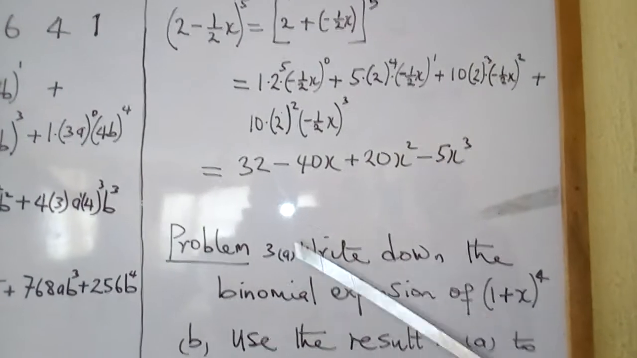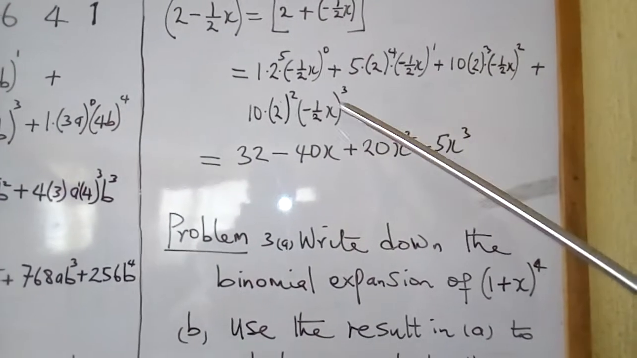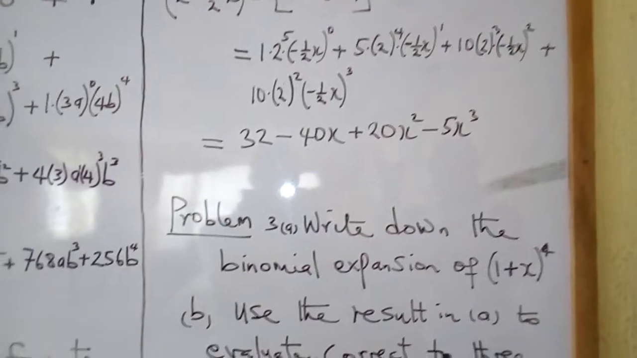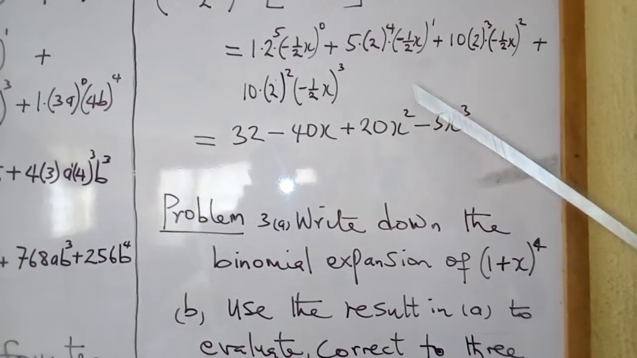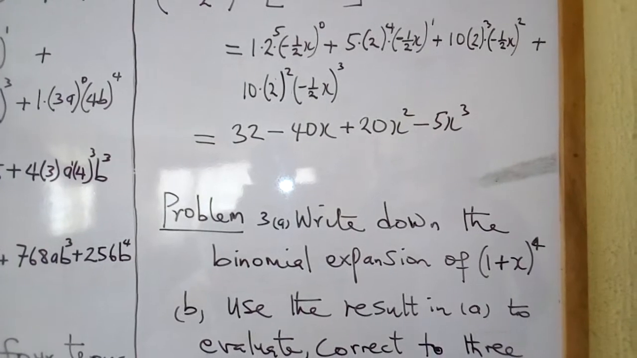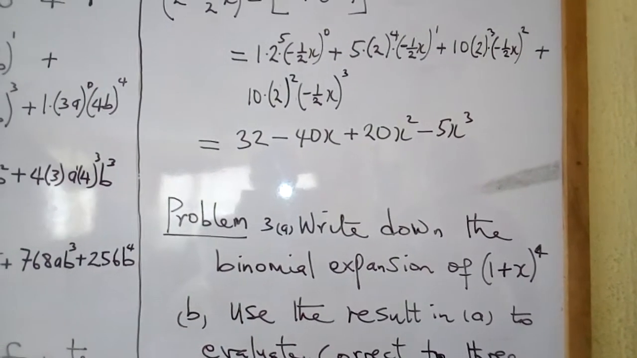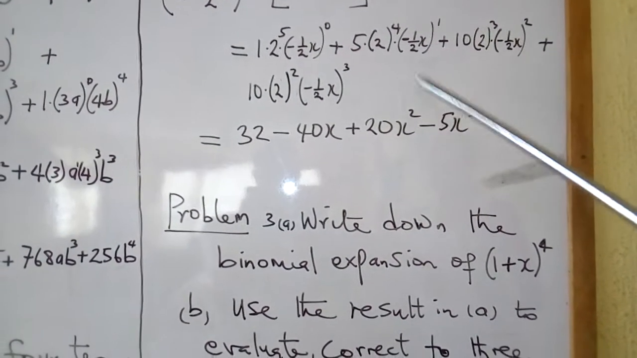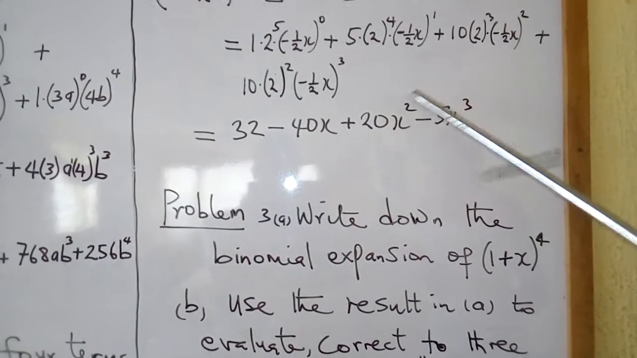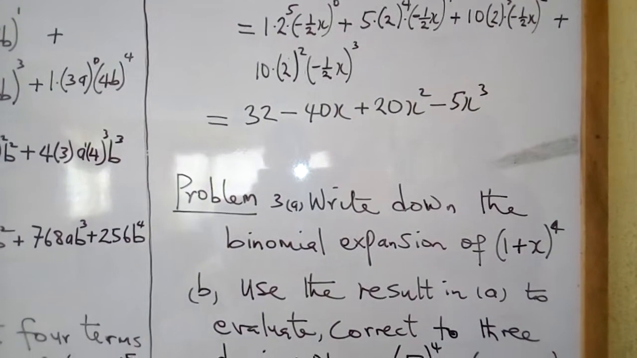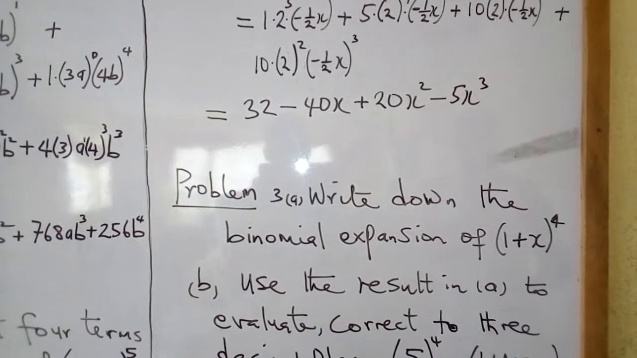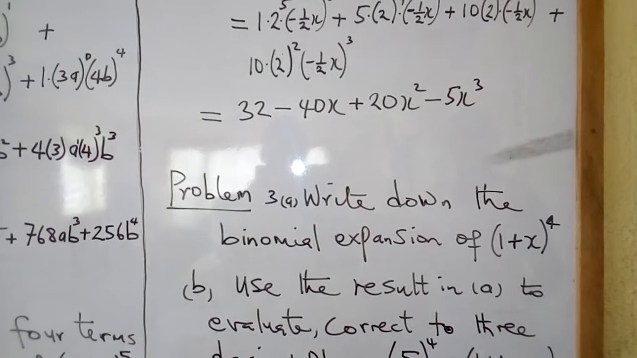2 raised to power 5 is what? 32. Minus half x raised to power 0 is 1. So you have 32 times 1, 32. 2 raised to power 4 is what? 16. 16 times 5 is what? 80. Times minus half is what? Minus 40x, because x is raised to power 1. So it's minus 40x.